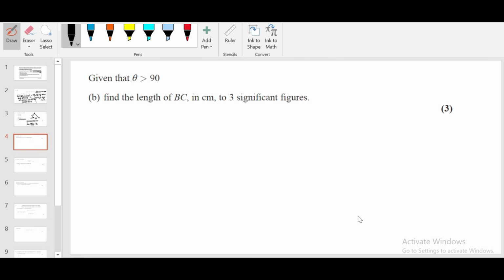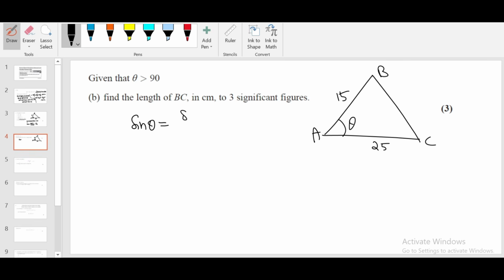It's a continuation of this part, so I'm going to draw the diagram here again. ABC. We know from part A sine theta is 8 over 15. Now they want you to find the length of this opposite side BC. If you take it as C, A and B, we can apply the cosine rule. But there is a condition given. Theta is more than 90 degrees. Let's try to find theta from here.